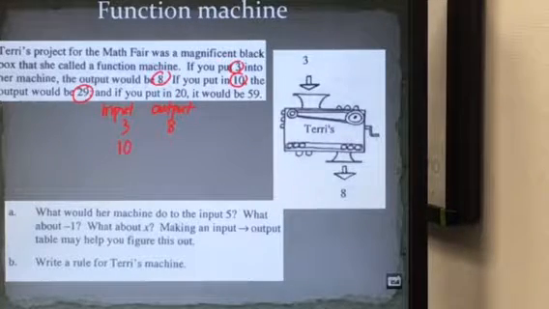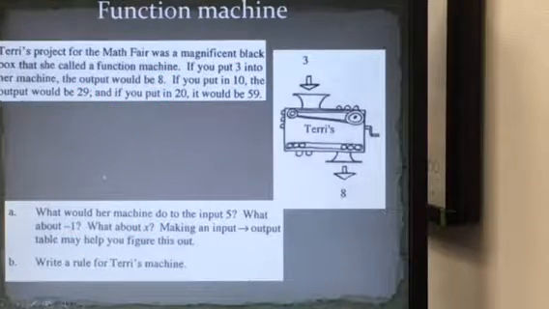And then, based on the rule of the function or the machine, try to figure out the output if your input is 5. How about -1? And then figuring out the pattern will lead us to write a rule for the machine.